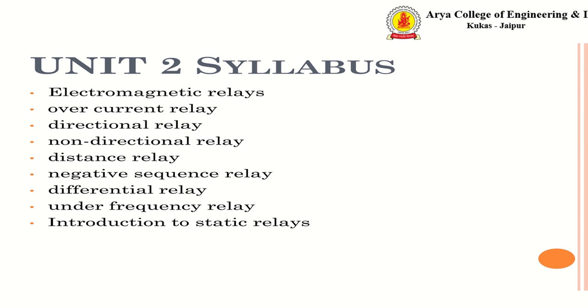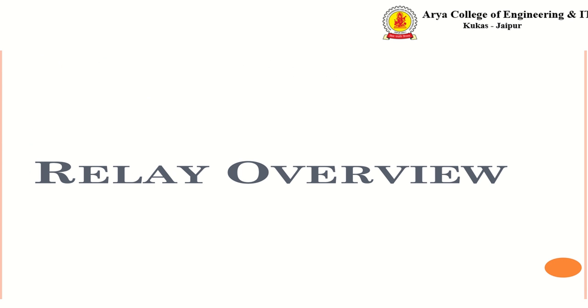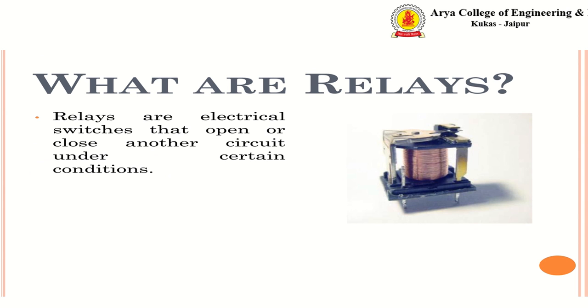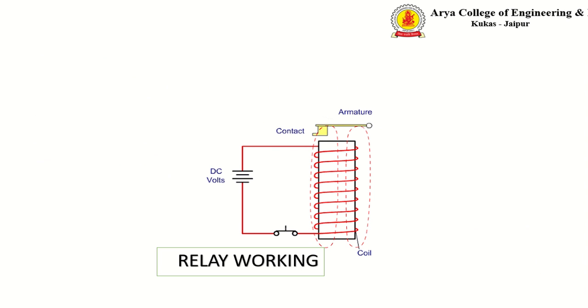So the differential relay is generally used in this type of condition, particularly as a constraint, along with the under frequency relay and the introduction of static relays. That is how many classifications the relays have been classified into from time to time as the generation changes. Relay overview is detailed here. What are relays? Relays are electrical switches that open or close another circuit under certain conditions. This is the basic diagram of relay working.